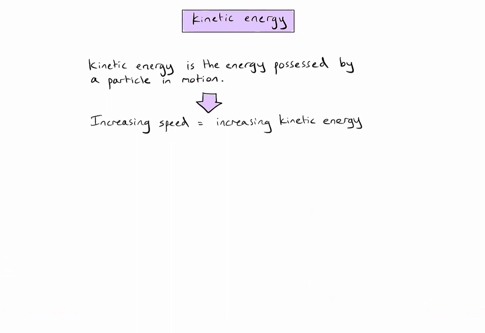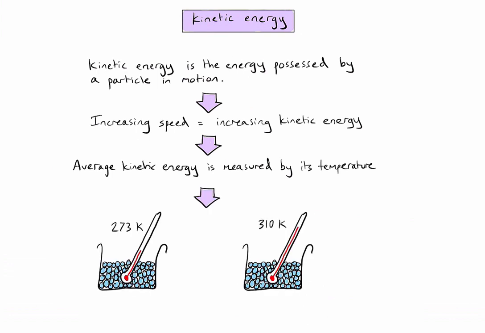by measuring its temperature. So if, for example, I take 2 beakers of water containing the same number of particles and measure their temperature, the beaker with the highest temperature must have the highest average kinetic energy amongst its particles. And we can actually be even more specific when talking about temperature and kinetic energy.